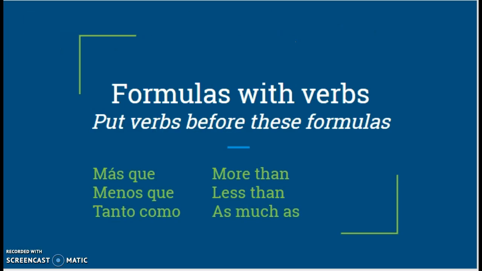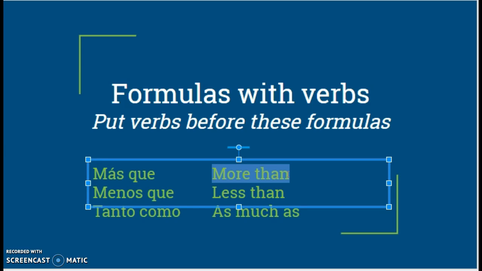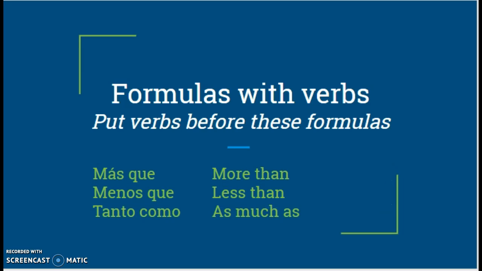We're going to move on to comparing verbs, or comparing how much someone does an action. Here the verb is going to come before the comparison. Like in English, I could say my parents run more than me because they like to run and I don't. So more than comes after the verb run.